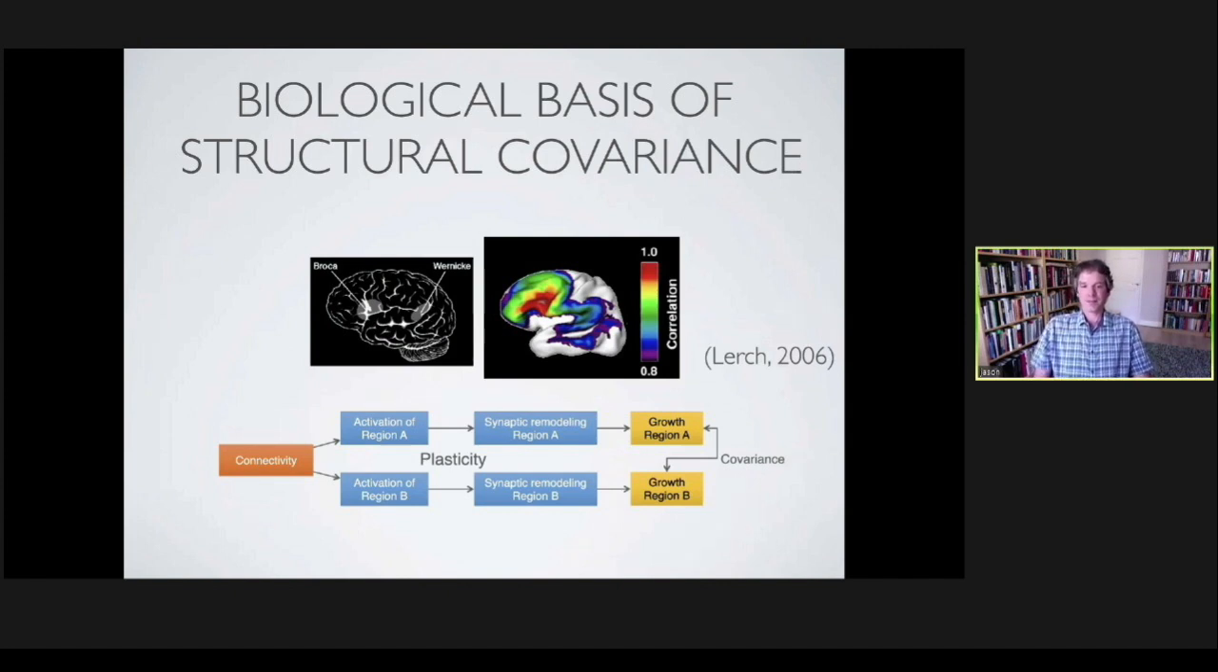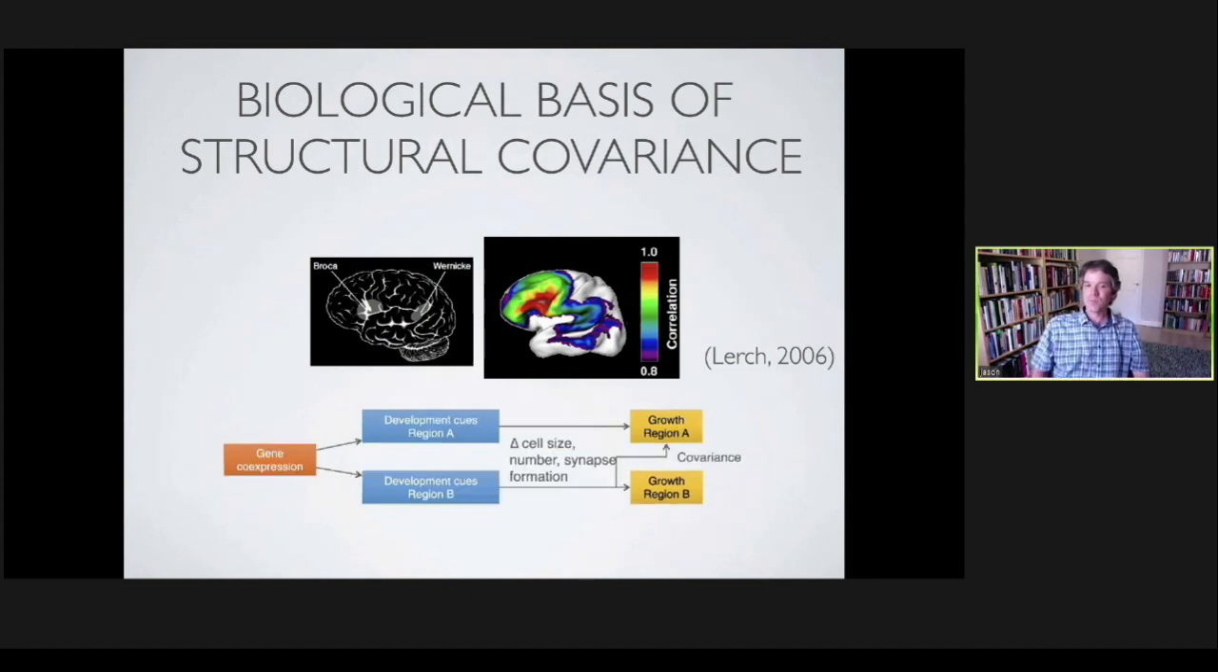Now there are different ways you can think about what might have caused this. You can think of it as an effect of connectivity. So the activation of region A causes synaptic remodeling and growth in region A, which is also connected to region B, causing related growth between the two. Or you can think of it as an idea related to gene expression, where there are different developmental cues that happen to be shared in those areas, causing a correlation of change.